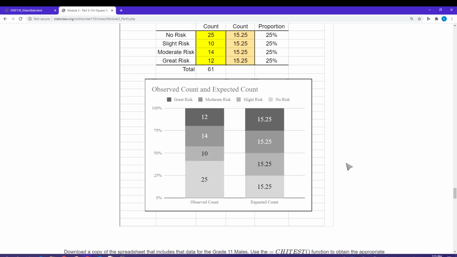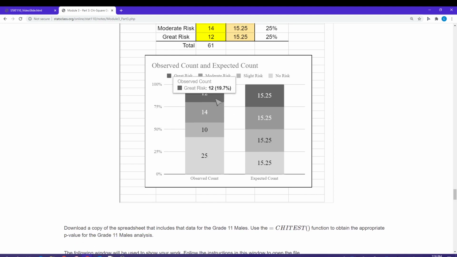Here's a comparison of the stacked bar graphs. We can see that for the observed count, we have 25 individuals at grade 11 from Fillmore County that took the survey anyway. 25 of those 61 thought smoking weed was of no risk. The expected count should be about 15, so that seems quite a bit higher than that expected count. On the upper end, I don't have as many in that great risk as I would expect.